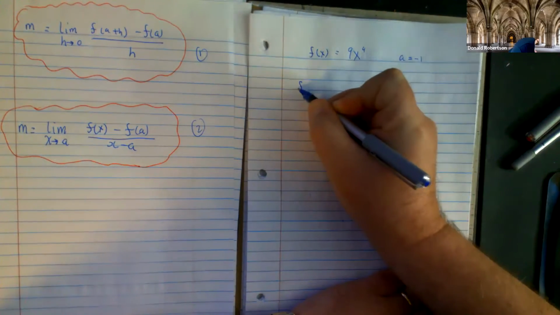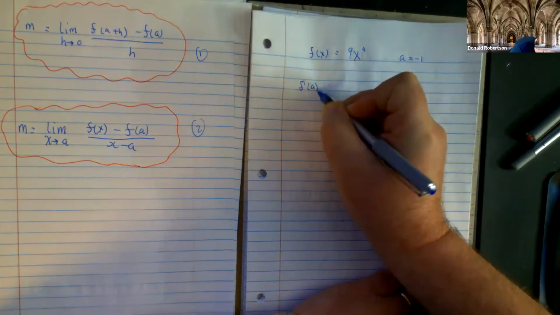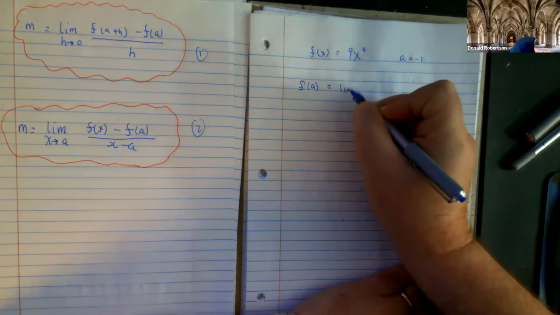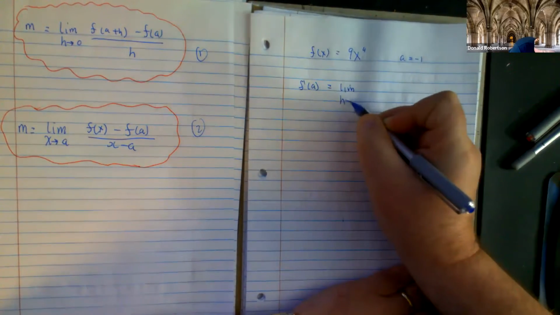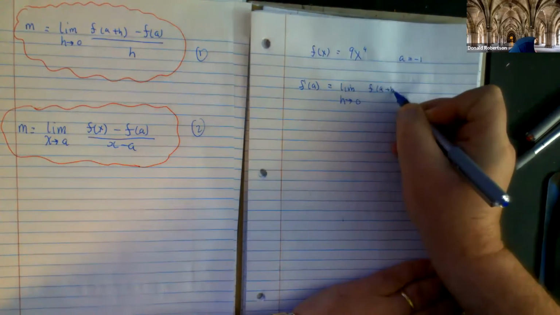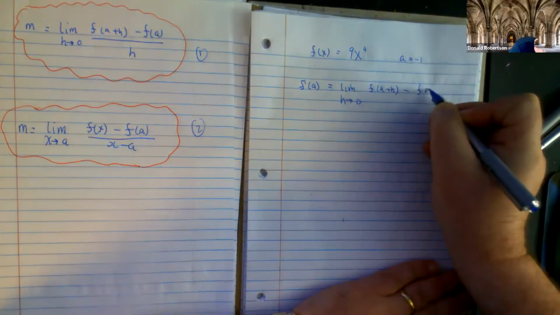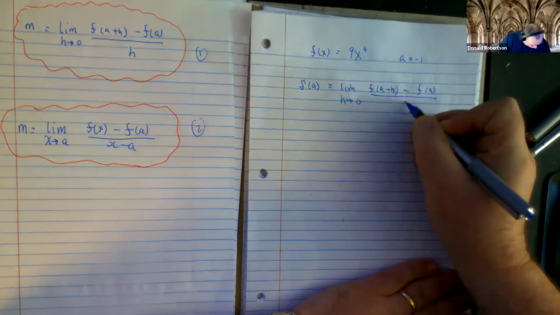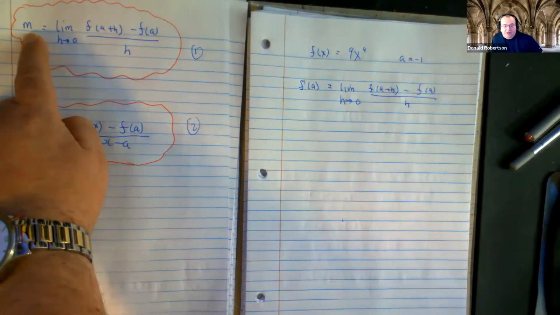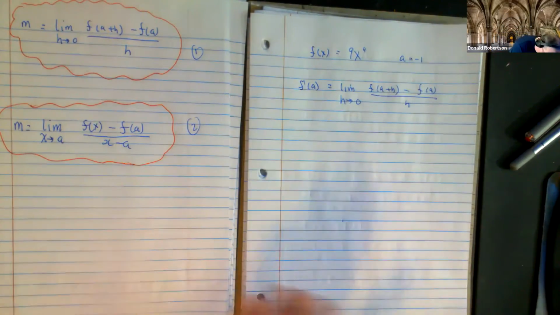So here it goes. f dashed a is the limit as h tends to 0 of f of a plus h, take away f of a, over h. Do you see the only difference is the m, the slope of the tangent line, is now being replaced by that guy. I mean, that's the only difference. There's very little to worry about except that.